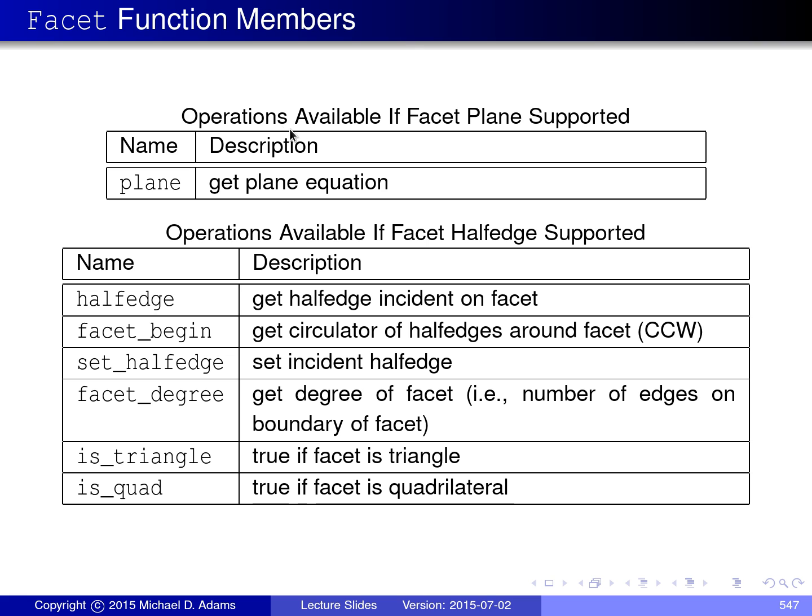The first group of functions listed in the top table on the slide is only available if the facet contains a plane equation, which is an optional item. In this case, we have a member function called plane that can be used to obtain the plane equation for the face.